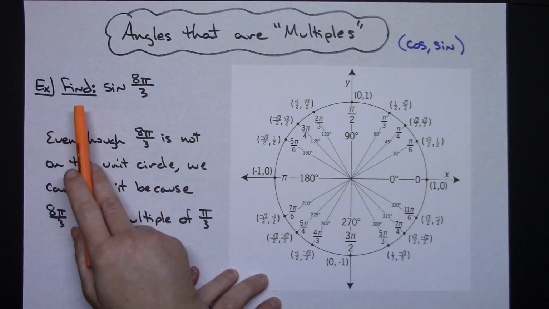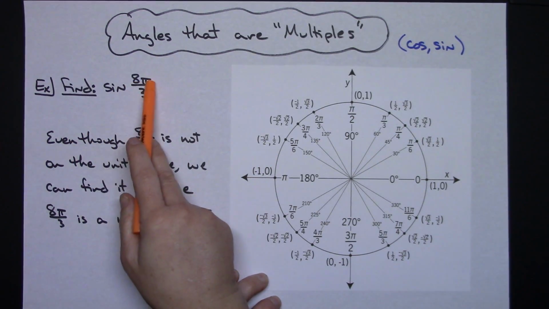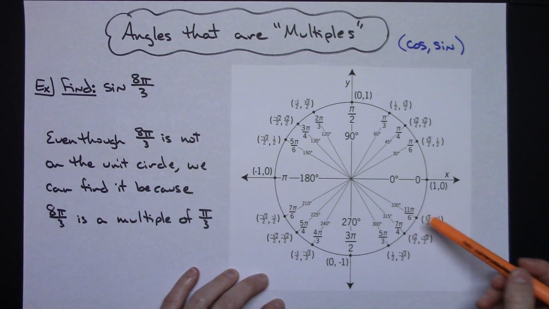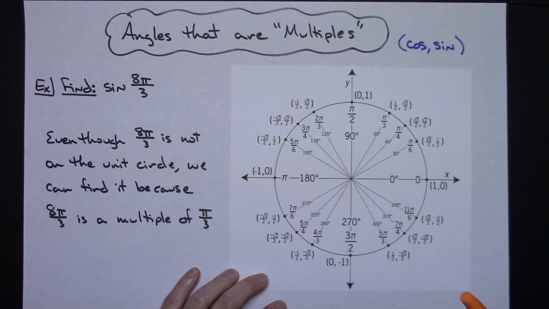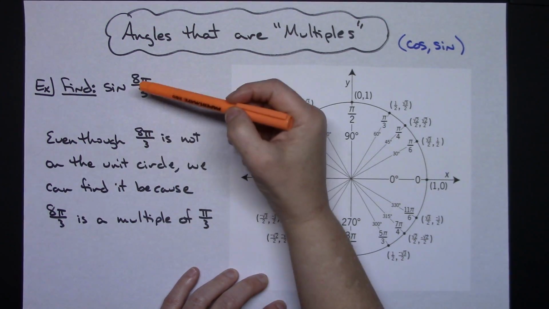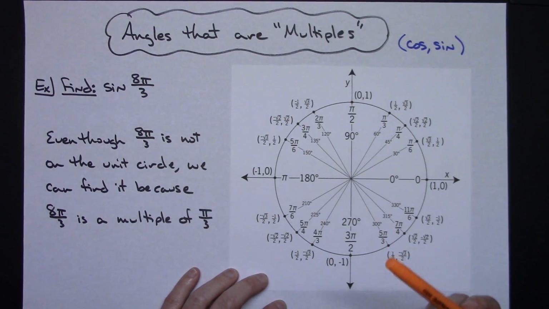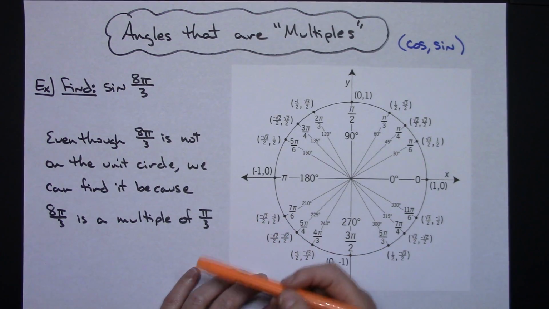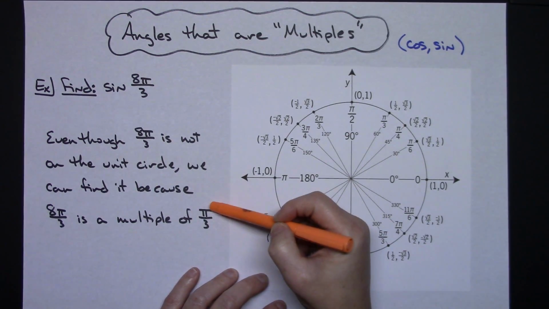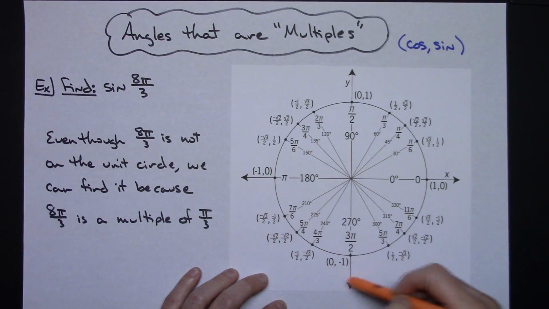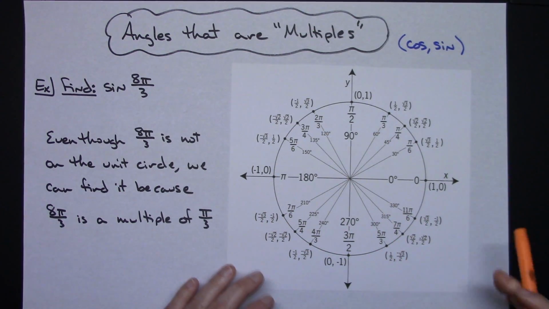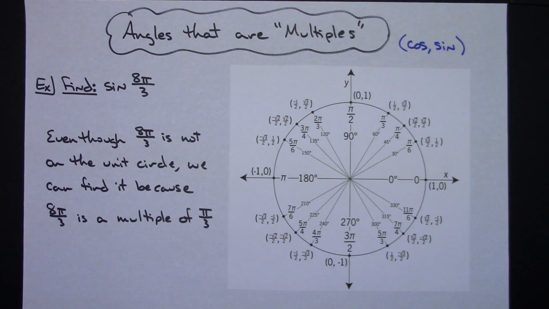Alright, so for this one, let's say that they're asking us to find the sine of 8 pi over 3. Well, if I go around and look at all my radian measures, I don't see an 8 pi over 3. But I can look at this 8 pi over 3 and realize, oh hey, 8 pi over 3 has to be a multiple of pi over 3. And pi over 3 is on the unit circle. So if I can just count around the circle for all my multiples of pi over 3, then I'm going to real easily and real quickly be able to find this.